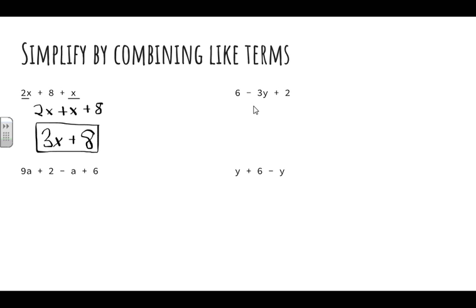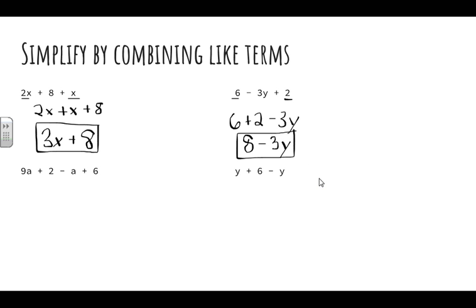All right, coming over here, I have 6 and I have 2. So I could rearrange everything. 6 plus 2 minus 3y. All right, 6 plus 2 is 8. And minus 3y is just going to have to be what it is. So 8 minus 3y.